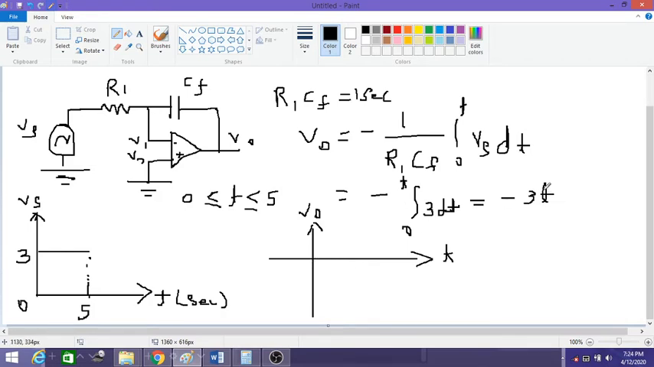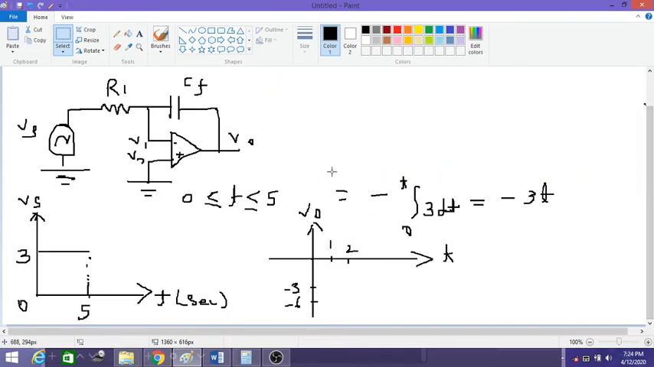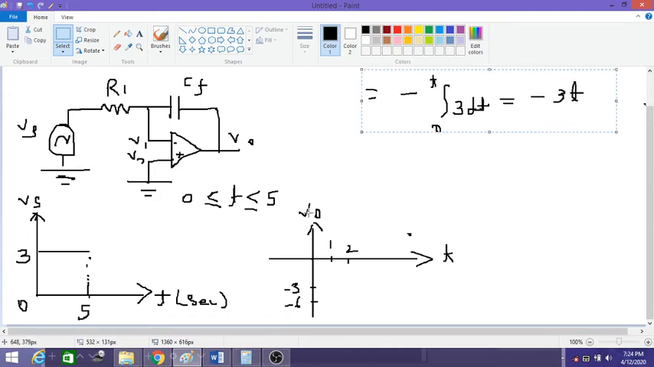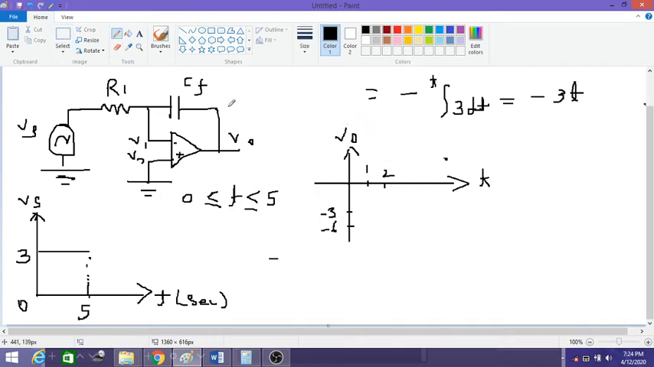Now let us take the time t equal to 0. So 0 into 3 is 0. If the time is 1 second, then we will get a magnitude of minus 3. When the time is 2 seconds, we will get a magnitude of minus 6. Likewise, I do not have the space here, so let us create some space. I'll move this section here, then move this section a little up. Yes, so we have created enough space.